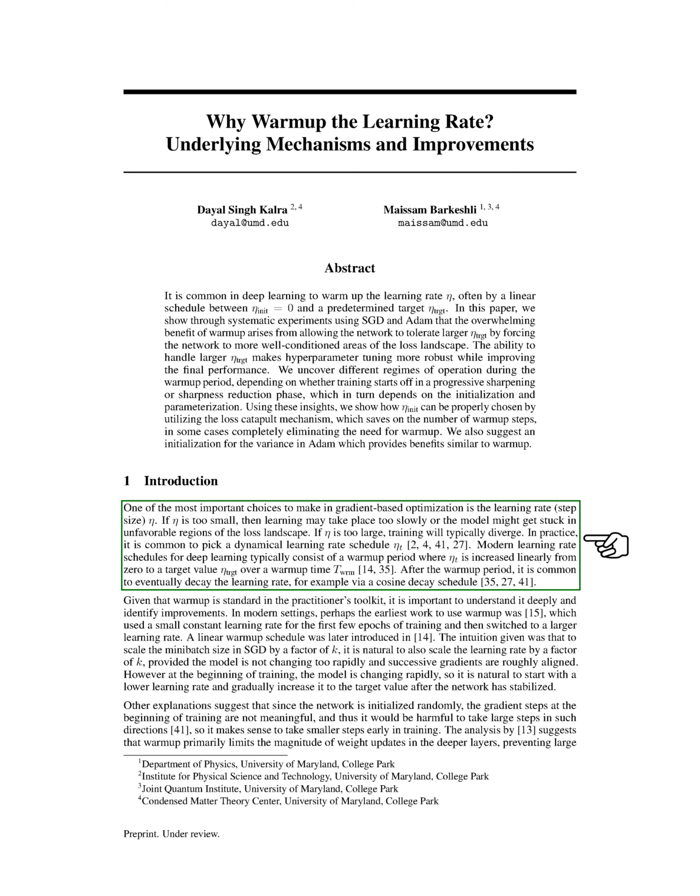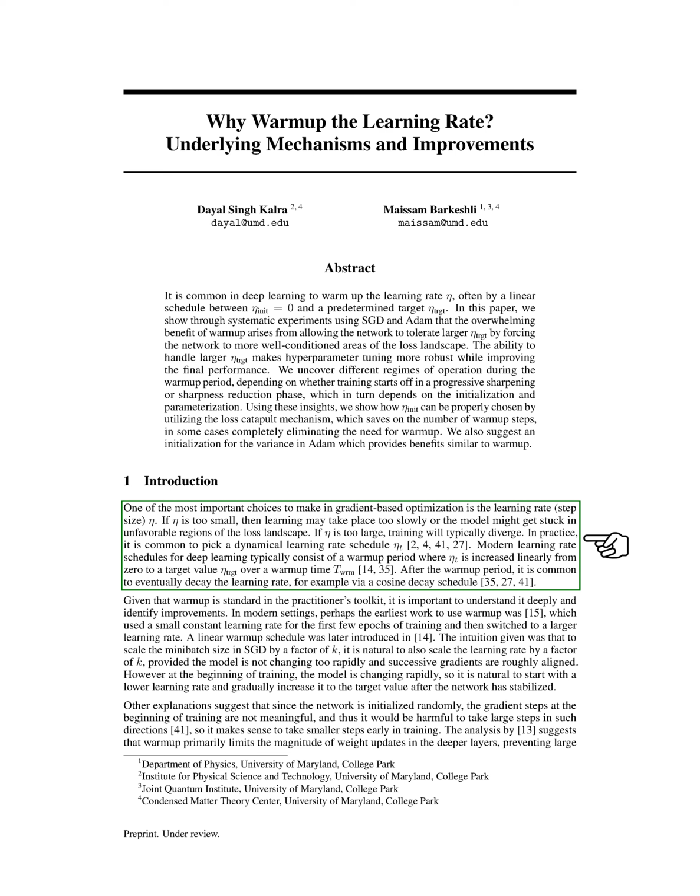Conversely, if the learning rate is too large, the training process is likely to diverge. To address this challenge, practitioners often opt for a dynamic learning rate schedule denoted as η_t. Modern deep learning frameworks commonly incorporate a warm-up phase in the learning rate schedule. During this warm-up period, the learning rate η_t gradually increases from 0 to a specified target value η_trgt over a warm-up duration T_wrm.